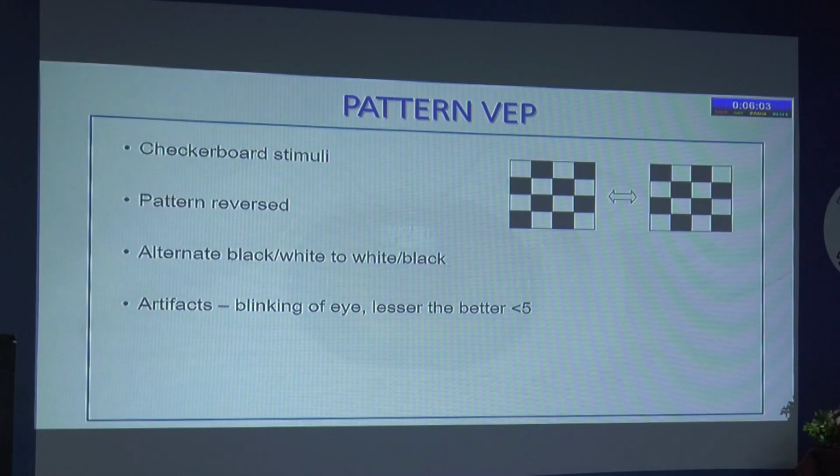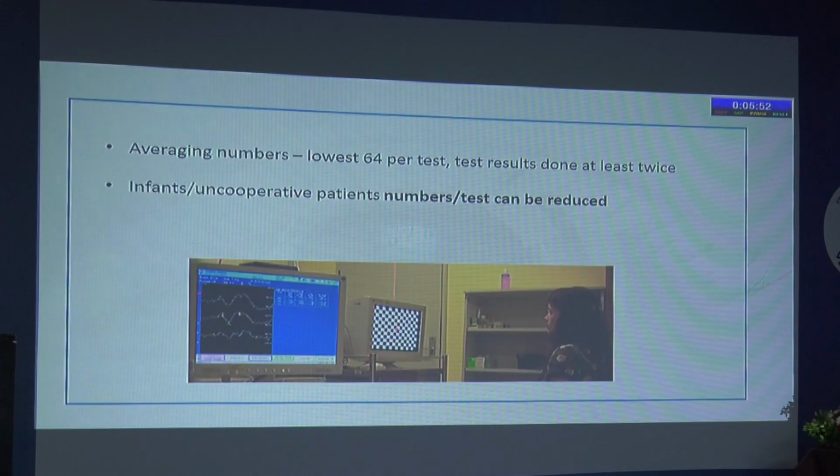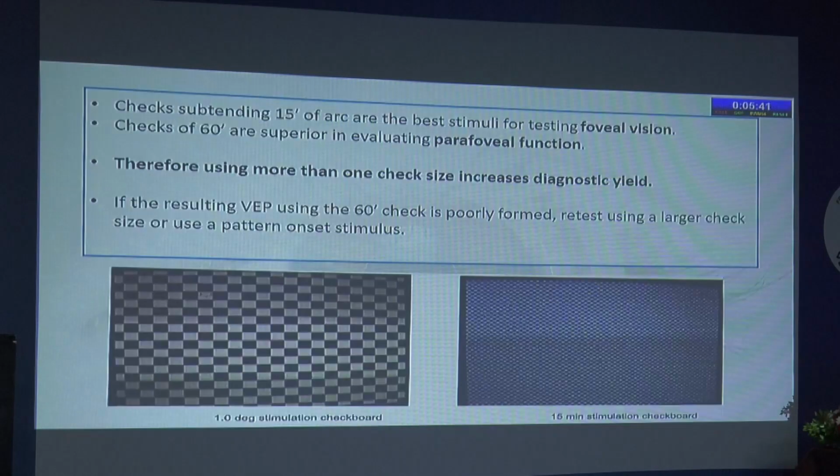Coming to pattern VEP, as I earlier said, this is the checkerboard stimulus where the pattern is reversed. Here we need to reduce artifacts like blinking of the eye, the lesser the better. The number of sweeps per test should be at least 64, and these tests are repeated twice. In infants or uncooperative patients, the number per test can be reduced.